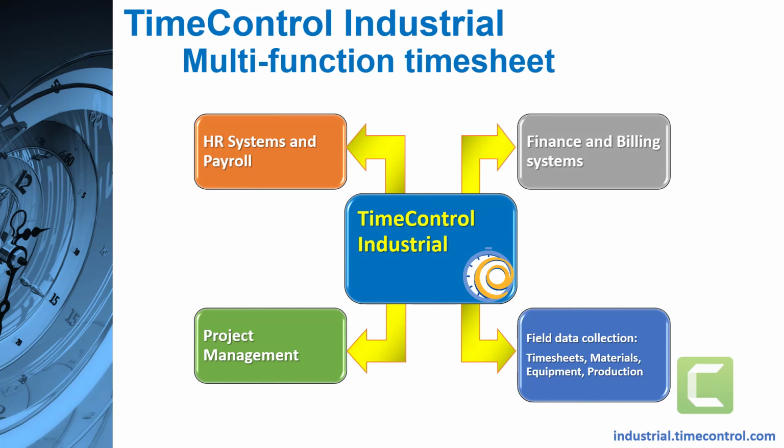TimeControl Industrial and TimeControl are designed to be multi-function timesheets. So the same system can be used for payroll, for human resources. It can be used for billing, for finance, for job costing. We can use it to advance project management systems with the actuals that come from the field, and for field data collection where people are not going to have access to a timesheet. Their timesheet can be entered for them from a supervisor right at the field who can update that information.